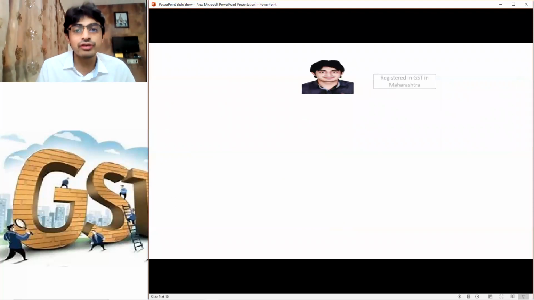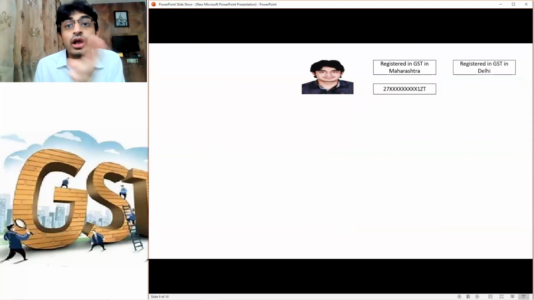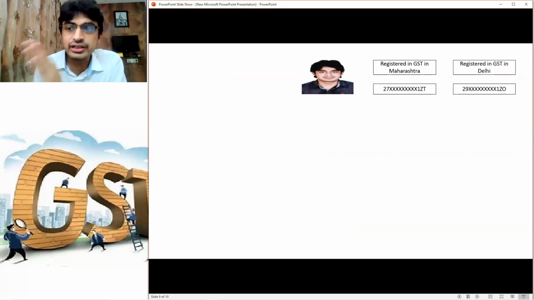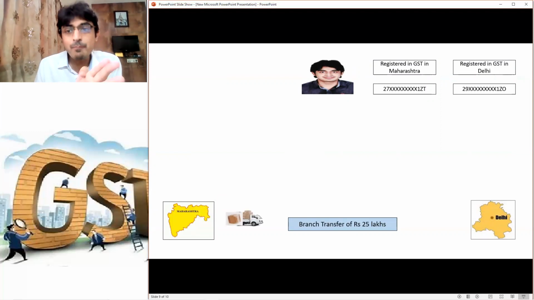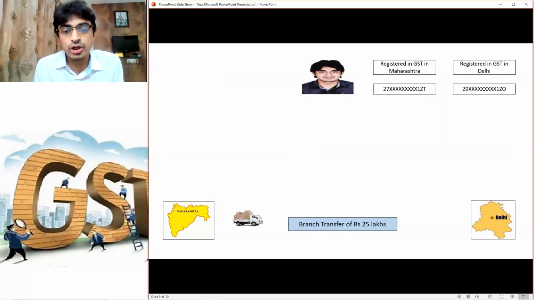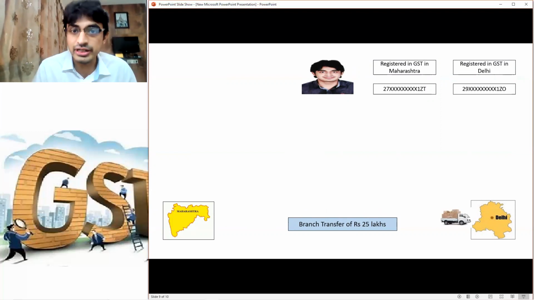One more example I will give you. Suppose I'm registered in Maharashtra. This is my GST number. And I'm also registered in the state of Delhi. This is my GST number. I have done some branch transfer from my branch in Maharashtra to my branch in Delhi, say of rupees 25 lakh.